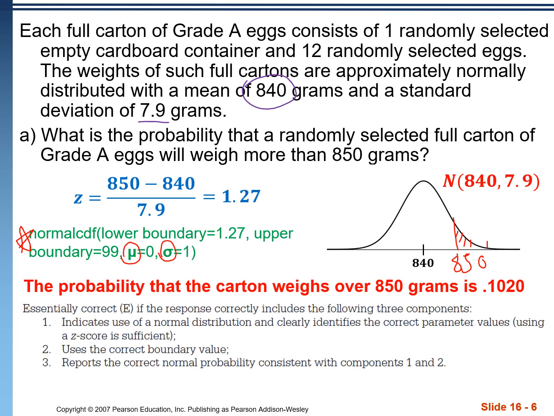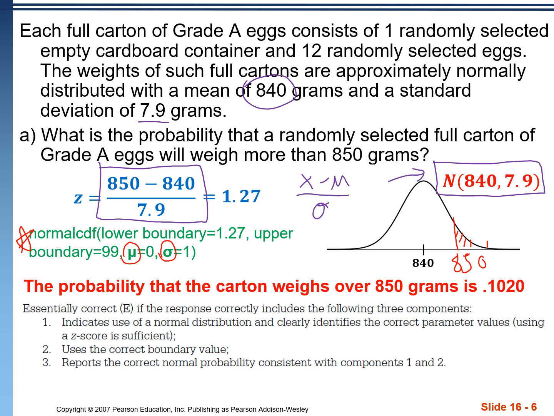Here's the actual rubric for this. We want to note or indicate the use of a normal distribution, clearly identifying parameter values. We meet that criteria by writing this. Okay, we also would meet it if we wrote the actual equation with the variables over here, which we typically don't. That's why we always write this when we draw a normal distribution.